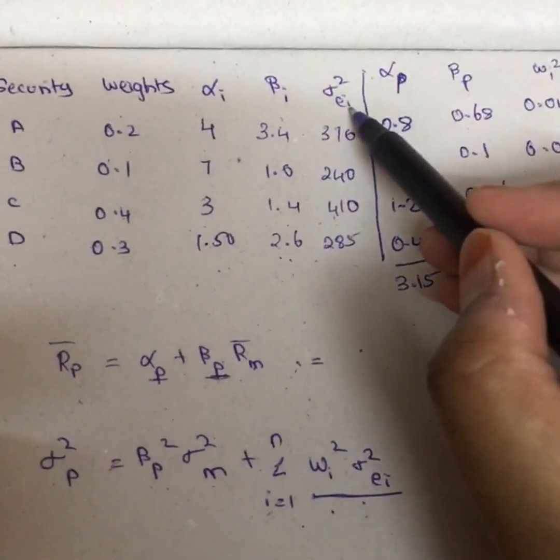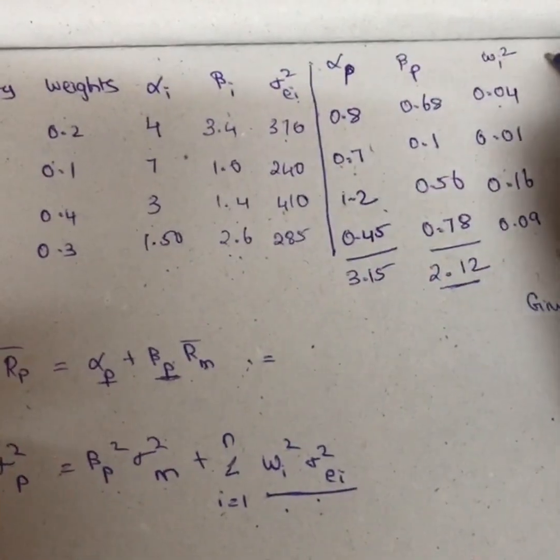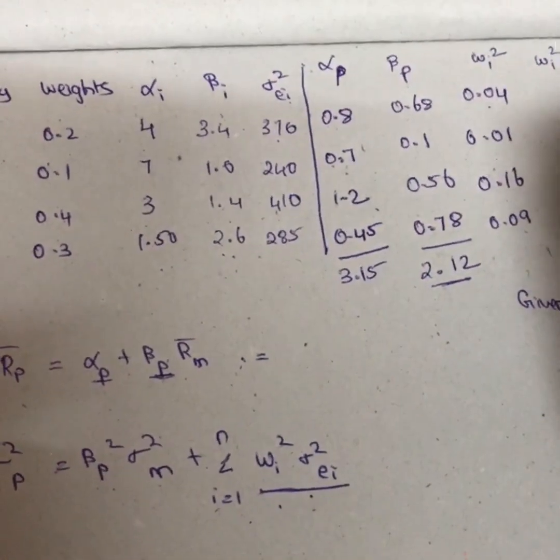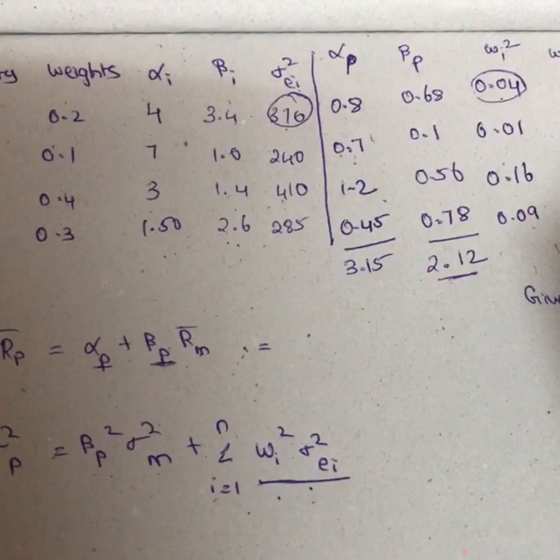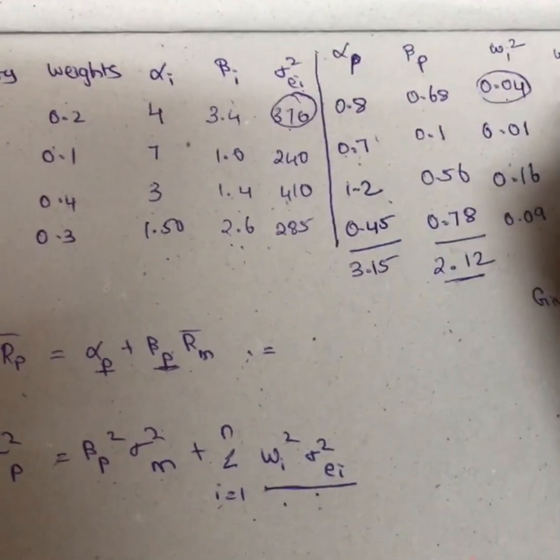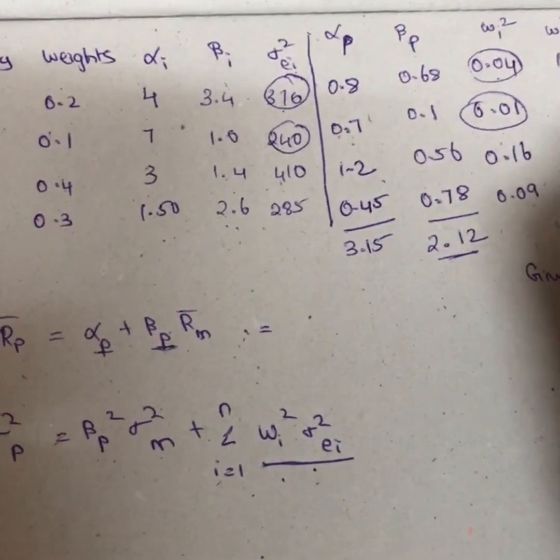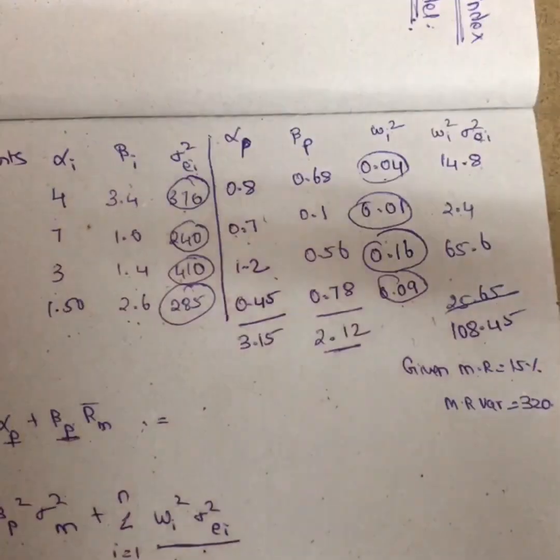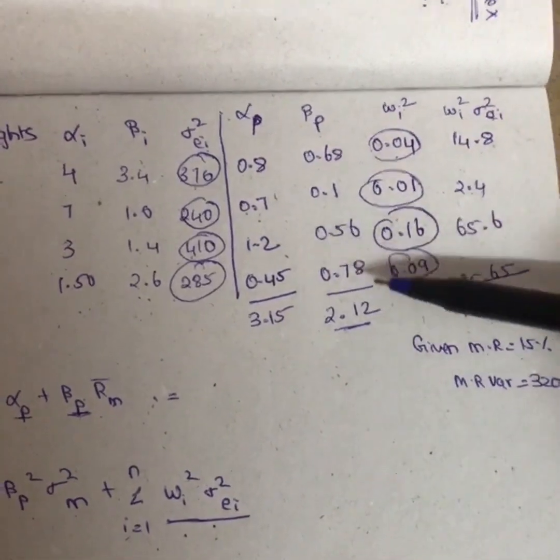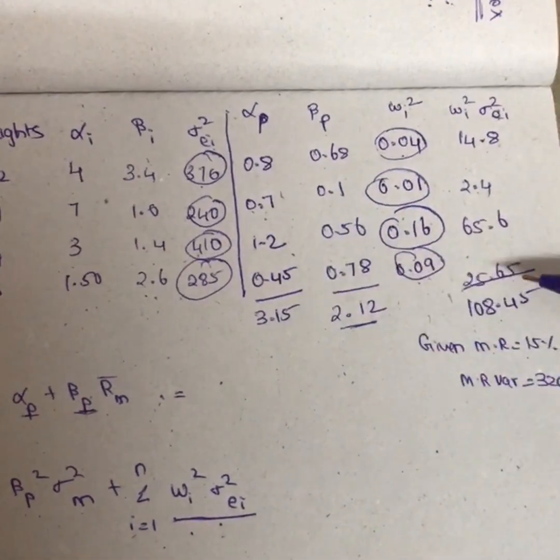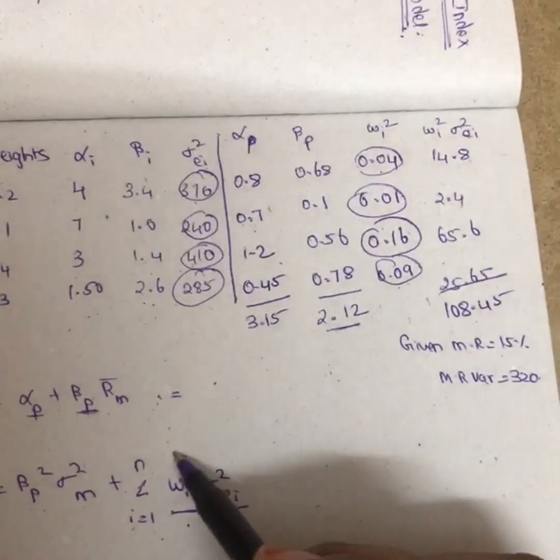Variance of ei. So now I'm going to multiply this 0.04 with 370. So I will get Wi square into variance ei. So 0.04 into 370, we get 14.8. And then 0.01 into 240, we get 2.4. 0.16, if you multiply 0.16 with 410, we get 65.6. If you multiply 0.09 into 285, we get 25.65. The total of that, we get 108.45. So we even got this value.